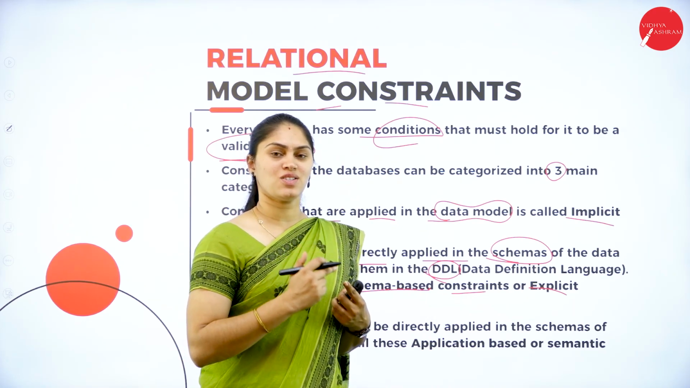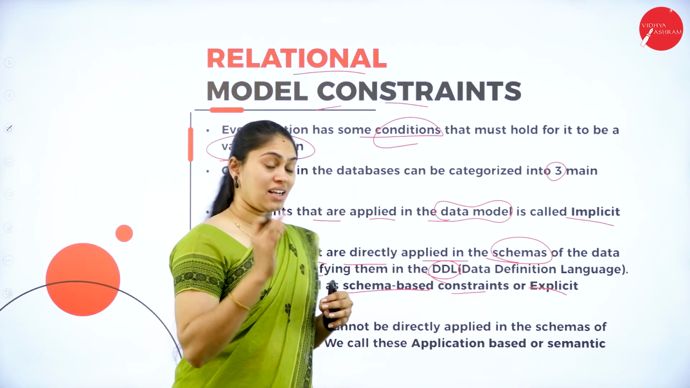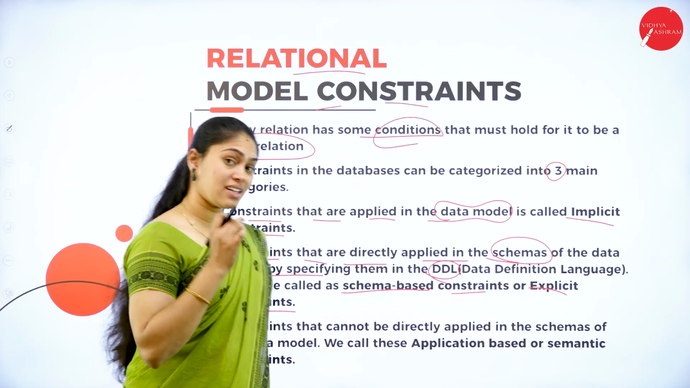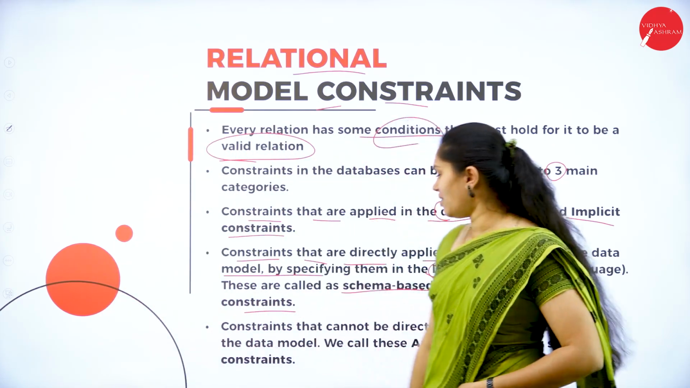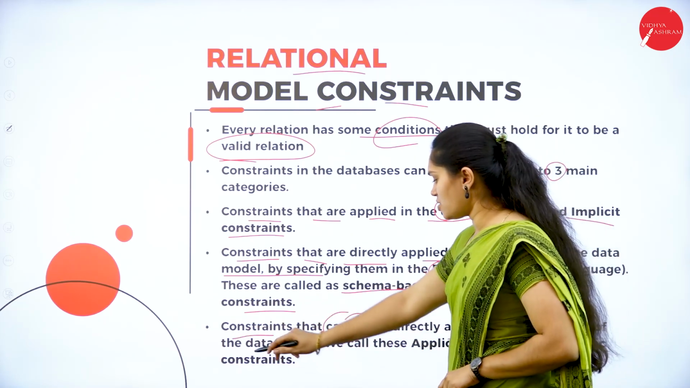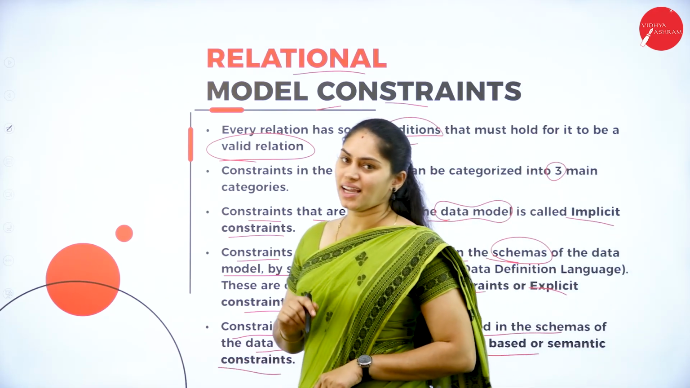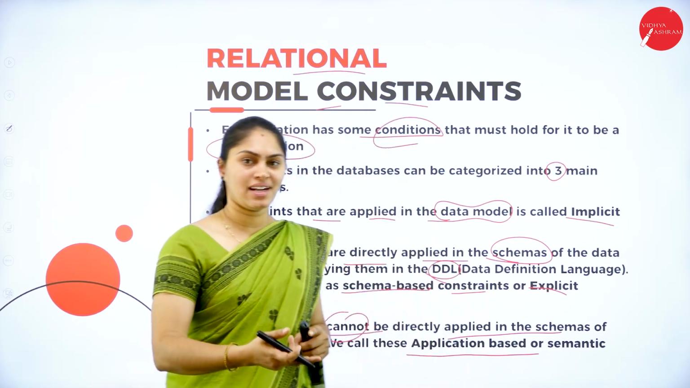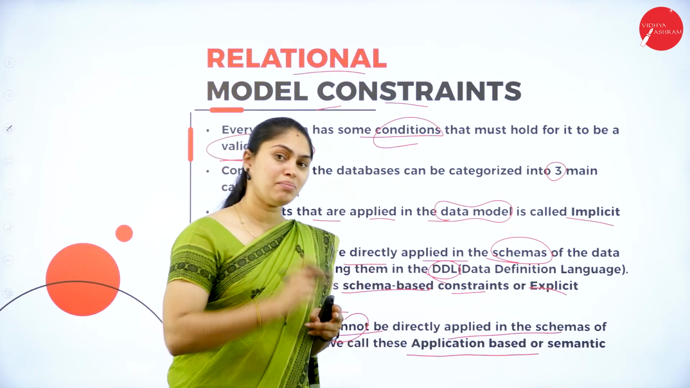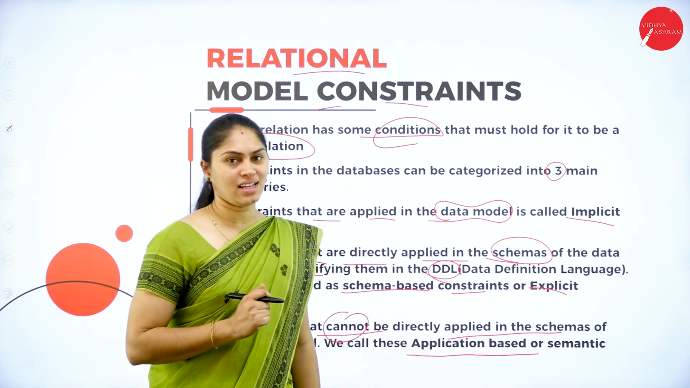If you are applying the constraint to the schema, or a skeleton representation of a data model, then we call that a schema based constraint or explicit constraint. The constraint which we cannot directly apply in the schemas of the data model, we call an application based or semantic constraint. If it is applied on a data model, implicit. If it is applied on a schema, explicit. If it can't be applied on a schema, then we call that an application based or semantic constraint.